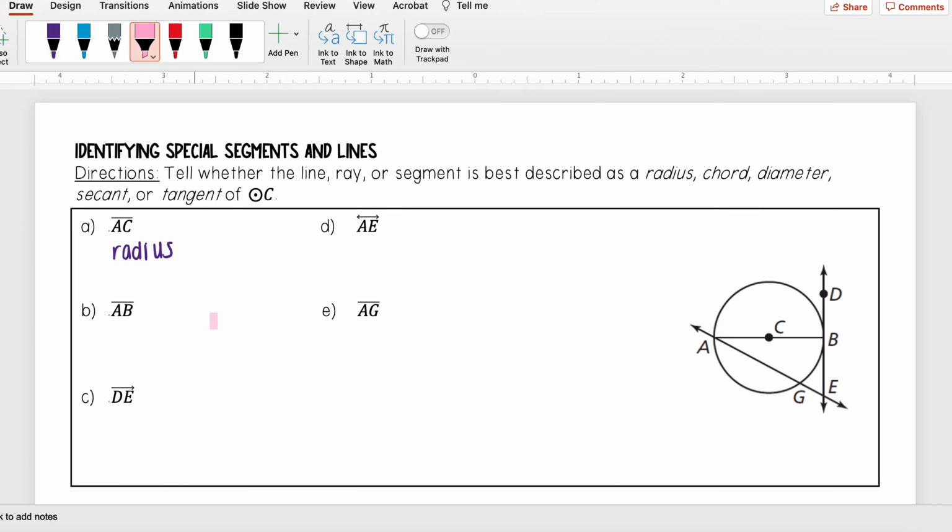Okay, let's look at the next one. Now I have AB. I see I have a segment whose endpoints are on the circle. So it's really tempting to say, okay, that means it's a chord. However, I want to say which one is best described. And since this segment is a chord that passes through the center of the circle C, that means this is actually the diameter.